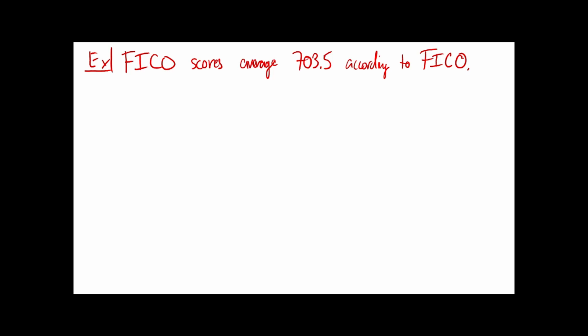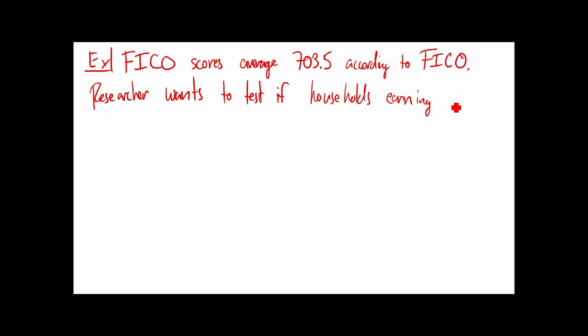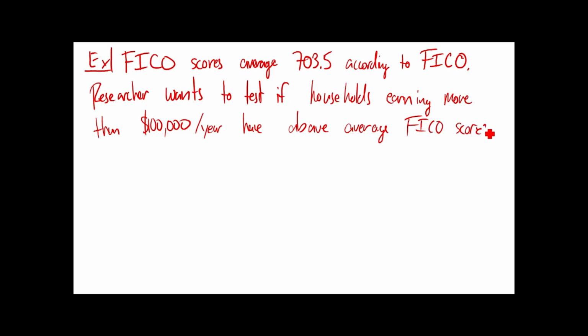So what a researcher wanted to do is test whether or not households that make more money have better credit scores. You think they might, but you never really know. It's possible, maybe not. So they want to test if households that earn, say, more than $100,000 a year have above average FICO scores. So this researcher suspects it may be true, but you shouldn't really make a decision until you've actually done a sample and have some data to support that.